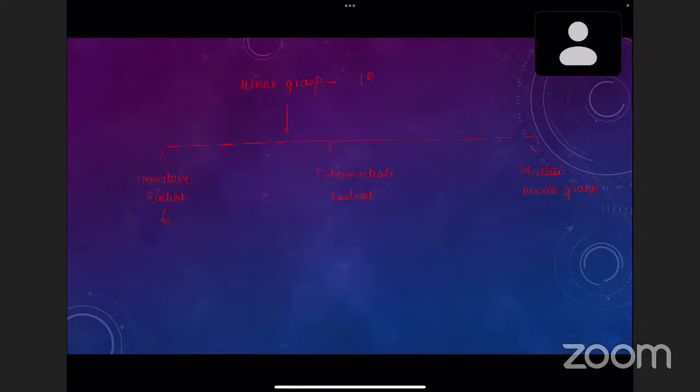Intermediate radial grasp: the way the child holds a pen or anything is on the proximal aspect of the hand. So this is your hand, this is your thumb. I'm drawing very roughly, this forefinger and your thumb. So this is your proximal aspect, this is your distal aspect. So there are the interphalangeal joints: proximal interphalangeal, distal interphalangeal joints, and your metacarpophalangeal joint.